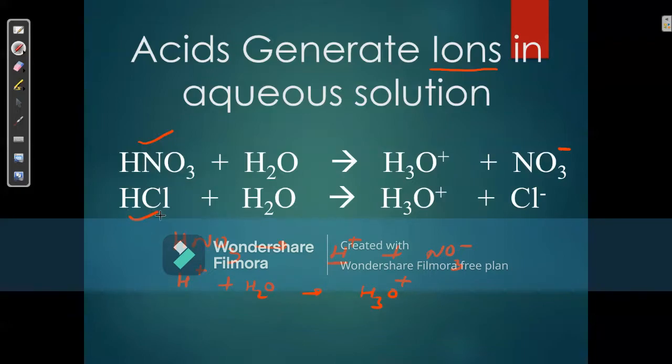Next we have HCl, hydrochloric acid. When hydrochloric acid reacts with water, it dissociates into H ion and Cl ion. Once it dissociates into H ion, this H ion again reacts with water and forms H3O+ ion. The same reaction will take place with most of the acids, and this is how the reaction occurs.